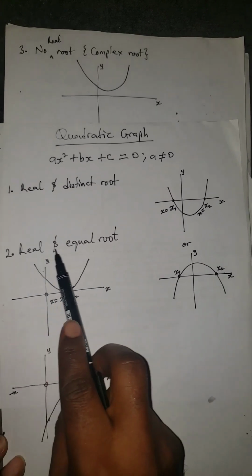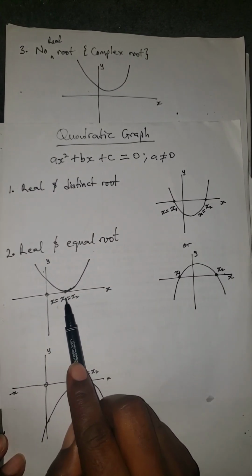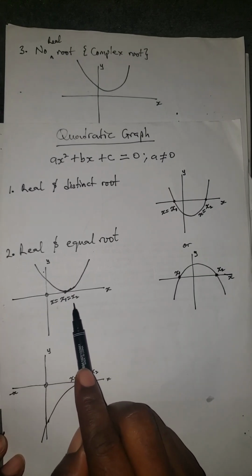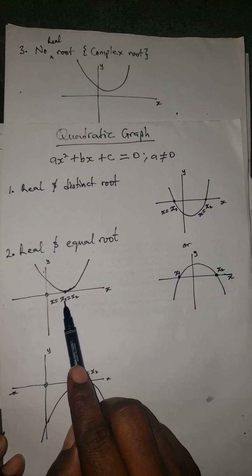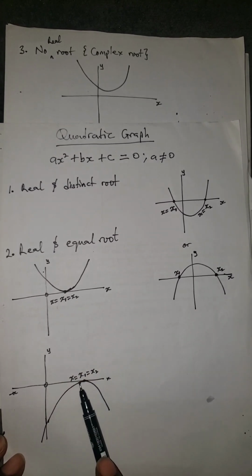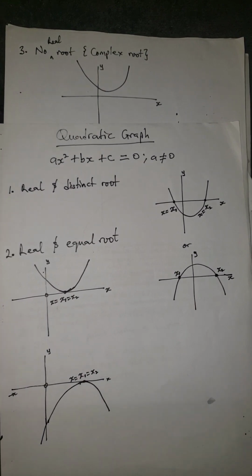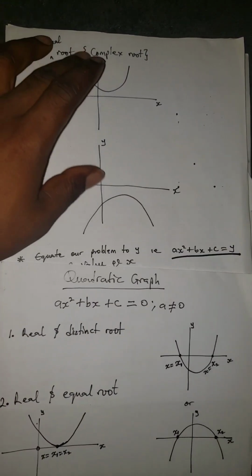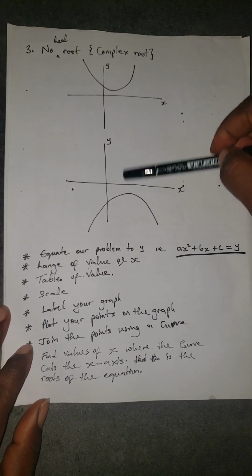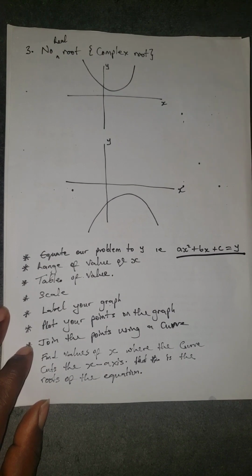Then if it's a real and equal root at this point, all you need to do is to say that x is equal to this value twice, because both your s1 and your s2 are at this point. If you also have this kind of graph, most times nobody will give you this kind of graph because they know that there will not be any solution to it. This is what we call a no real root or a complex root.